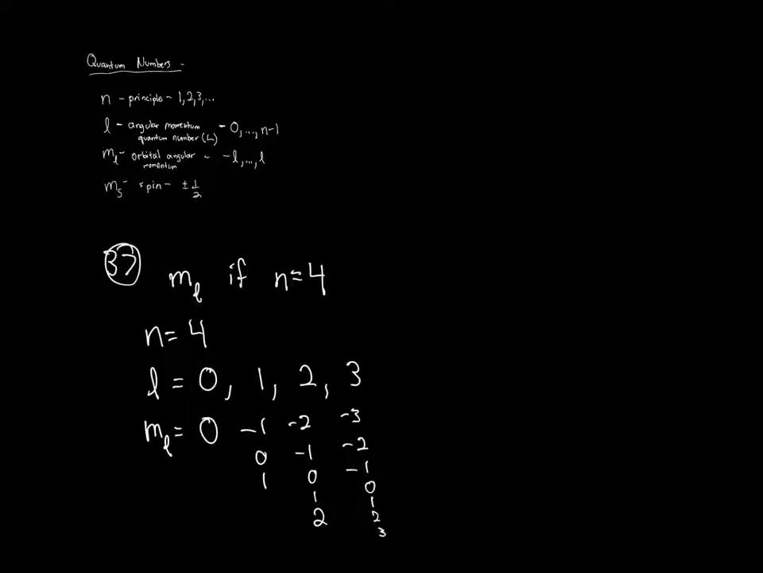Any other questions? No? So what was the answer for that specific question? This would be fine for the answer, but all of this could be the answer. If you're really good with the rules, you can jump straight to these, the m sub l's: negative 3, negative 2, negative 1, 0, 1, 2, 3. The shortcut would be, okay, n equals 4. That means l could be 0, 1, 2, or 3. 3 is going to have the most m sub l's, so list all the m sub l's for 3, and there you go.